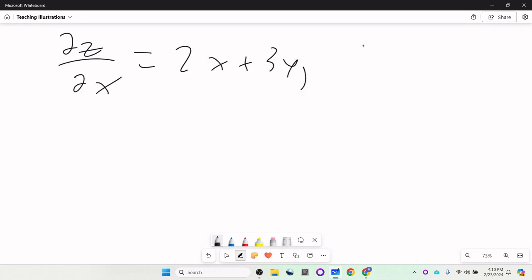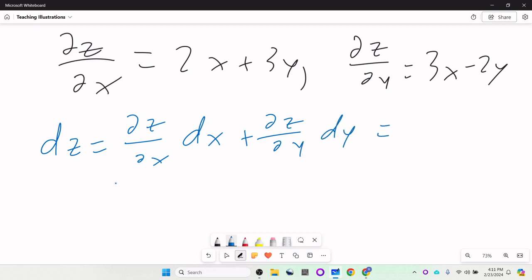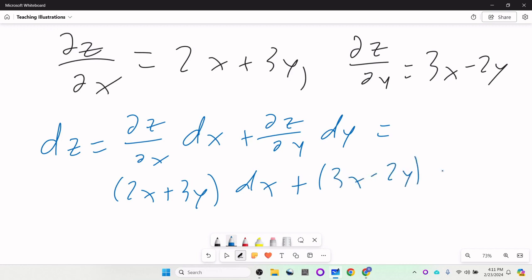So we say del z over del x is 2x plus 3y. And del z over del y is 3x minus 2y. So then dz is del z over del x times dx plus del z over del y times dy. That means it is (2x plus 3y) dx plus (3x minus 2y) dy.